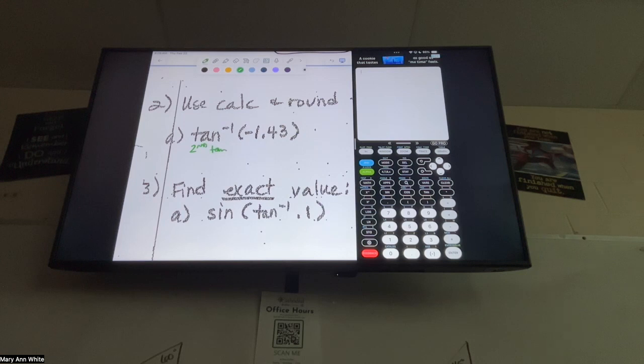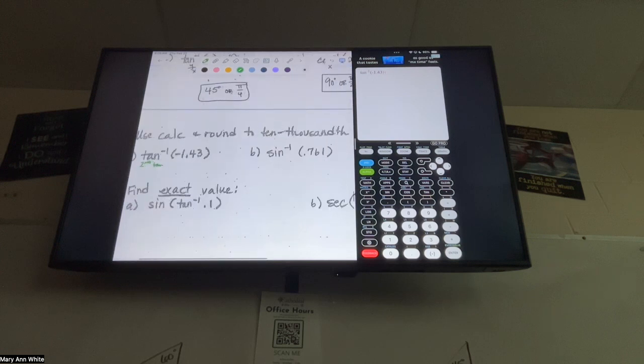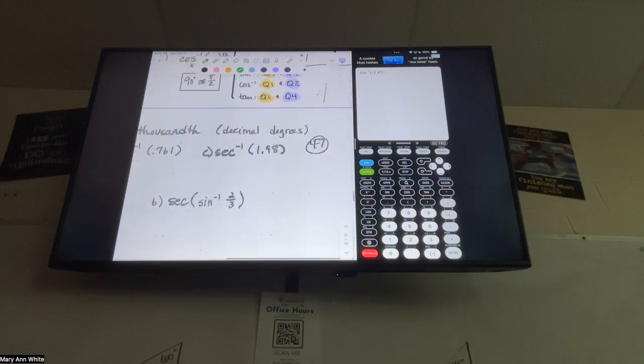So second tan, negative 1.43. Okay. Before I press enter, though, let's think about what mode we're in. What does the direction say? It says decimal degrees. I don't want the decimal part to freak you out. It just means that we're going to be in degrees. So before you press enter on this, go to your mode and make sure you're in degrees. I am, so I'm just going to press second mode to quit out, and now I can press enter.